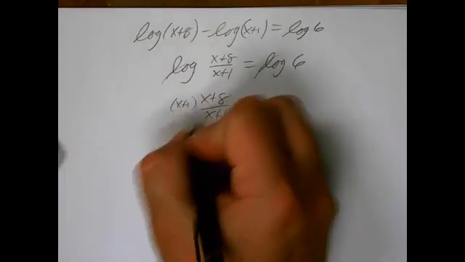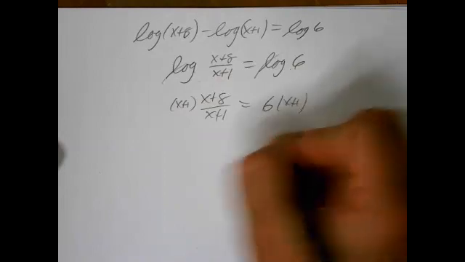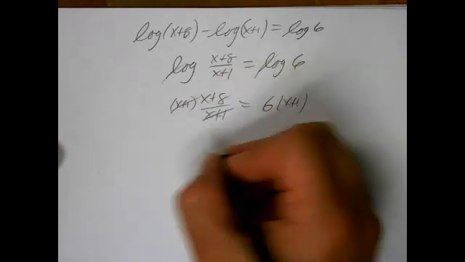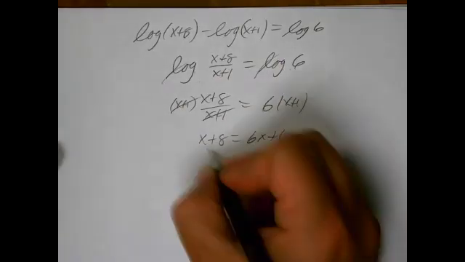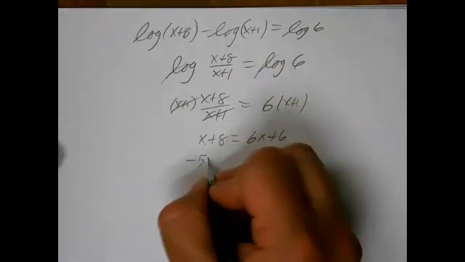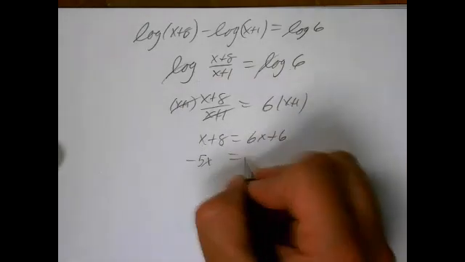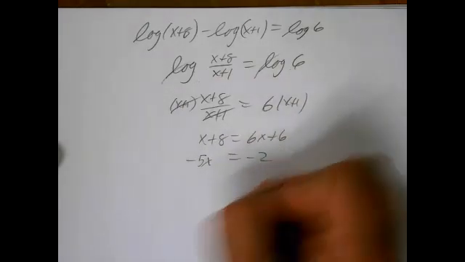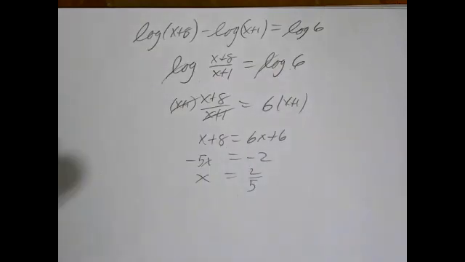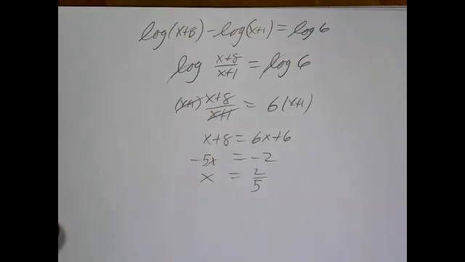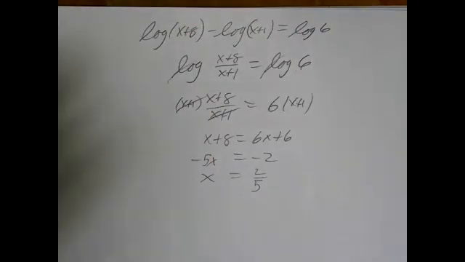I can multiply both sides by x plus 1, cancel, move the 6x to the left, move the 8 to the right, and divide. Okay, and again, you need to make sure that the answer works when you plug it back in. And it will, all right?